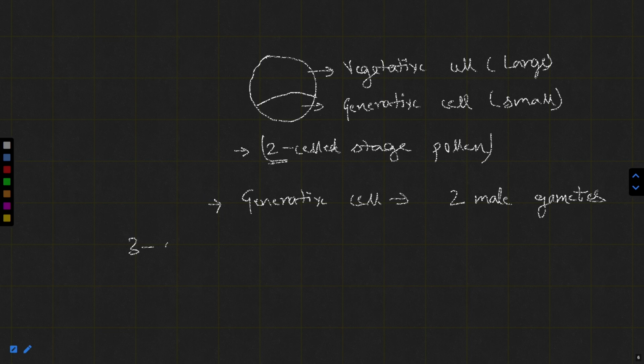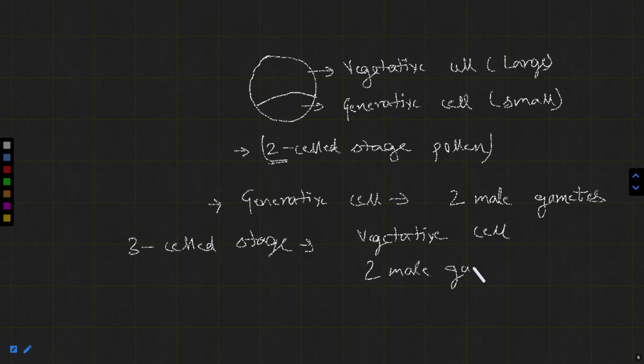Now let's talk about the three celled stage. So in three cell stage, what cells are present? One vegetative cell and the two male gametes are also present. So three cells are present. So this is known as pollens at the three cell stage. So the contents of the pollen, especially these two male gametes, are released in the pollen tube. So this is the pollen, these are the male gametes. This is the pollen tube.